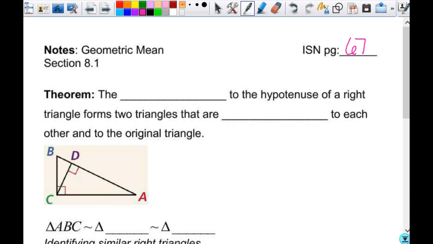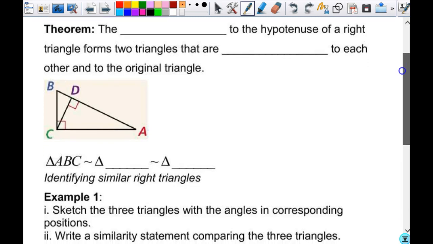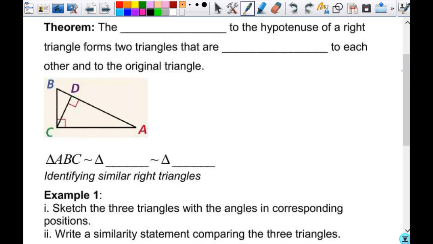Geometric mean, though, is completely different. That's why you use that qualifier in front of it. Instead of being arithmetic mean, like you're used to, this is geometric mean, and it has nothing to do with an average. Okay? What it has to do with is similarity in right triangles. So we're going to start by looking at just that before we even talk about what geometric mean is.